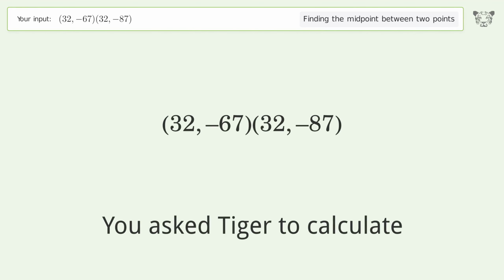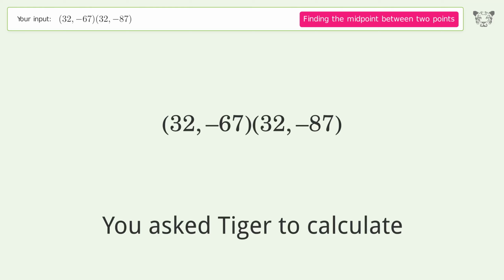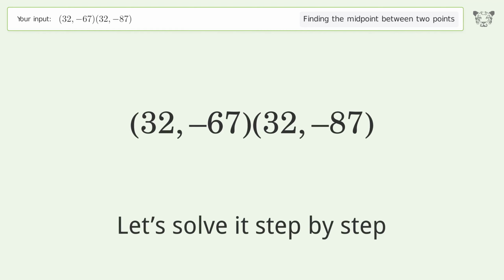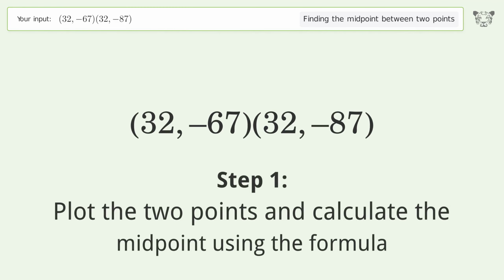You ask Tiger to calculate. This deals with finding the midpoint between 2 points. The midpoint between the 2 points is 32, -77. Let's solve it step by step. Plot the 2 points and calculate the midpoint using the formula.